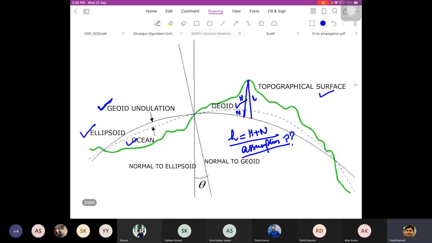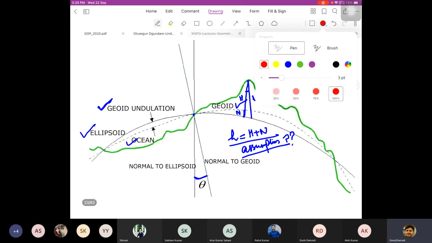Now here, the chances are that normal to ellipsoid and normal to geoid differ. That means the moment you take the parallel, the perpendicular, there will be a certain difference between these two normals, isn't it? This difference I'm talking about, this one.